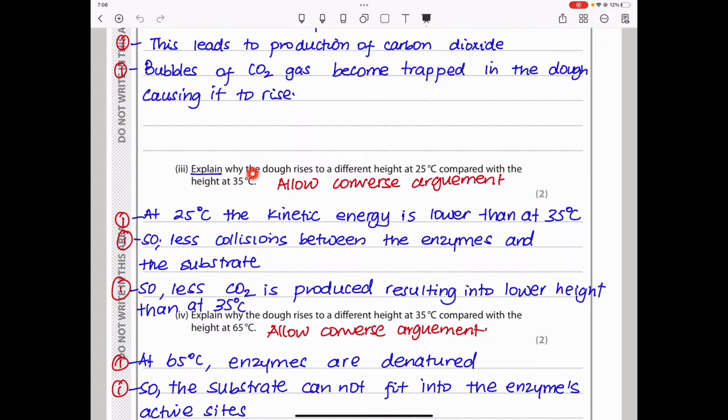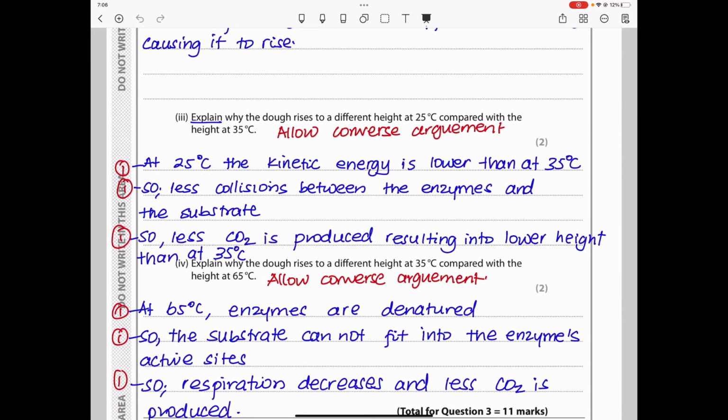The next part says, explain why the dough rises to a different height at 25 degrees Celsius compared with at 35. At 25 degrees, the kinetic energy is lower than that at 35. This is a fact. So we will have less collision between the enzymes and the substrate. For any enzyme-catalyzed reaction to occur, we need a collision between the enzymes and substrate so that they can combine and products can be formed. So this low collision between the enzyme and substrate will lead to less CO2 being produced, resulting in lower height than at 35 degrees Celsius.